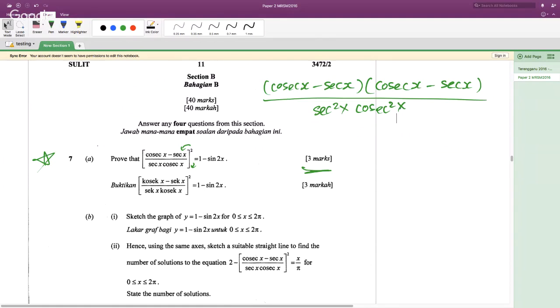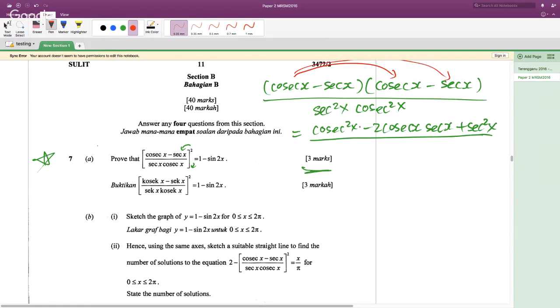All right, then what I will do is expand the top one. So I will get cosecant square x minus 2 cosecant x secant x plus secant square x. This is just a simple multiplication. You multiply first by first, first by second, second by first, second by second. So you should get the same answer as mine. You just do it yourself. And the bottom is secant square x cosecant square x.